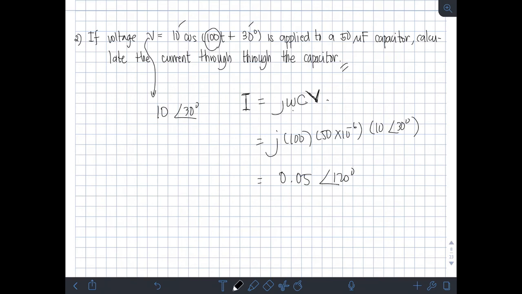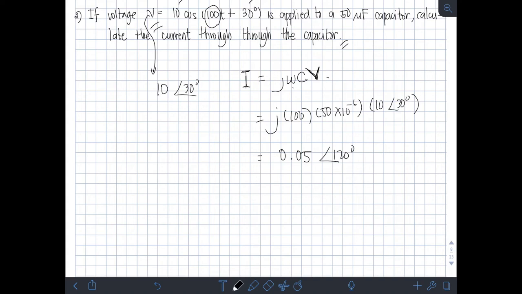So kailangan nating i-transform into time domain para same sila ng voltage. We have I is equal to, so itong magnitude 0.05, and then cosine din dapat 100t, then yung phase angle niya na plus 120 degree amps. Okay, so therefore this is the final answer.